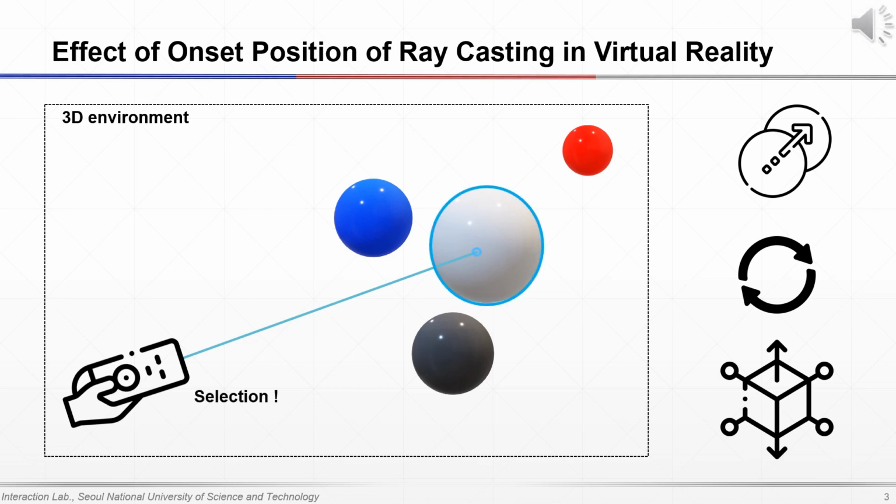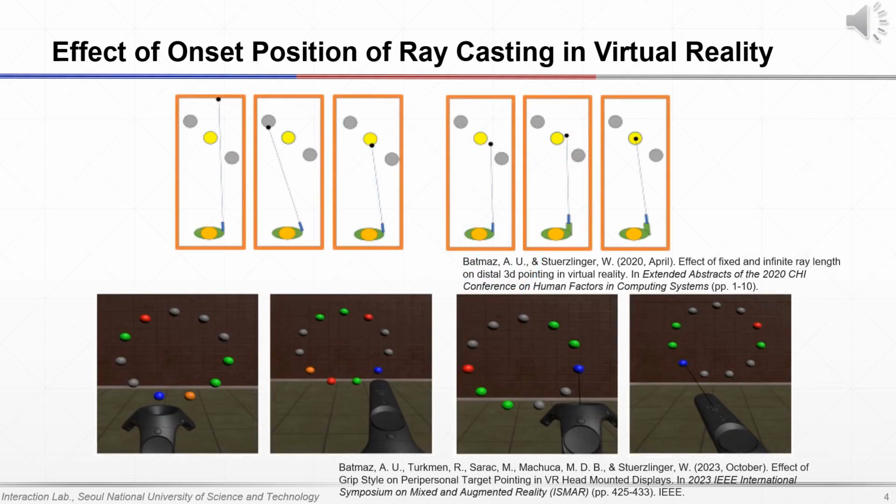For this purpose, the initial and crucial step is the precise identification and designation of the target object, referred to as target selection. There are several studies that have identified factors that affect user performance when using ray.